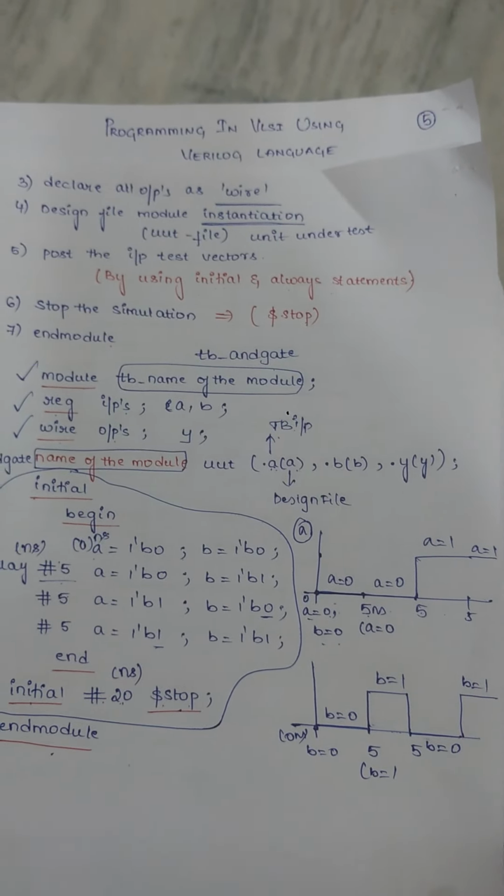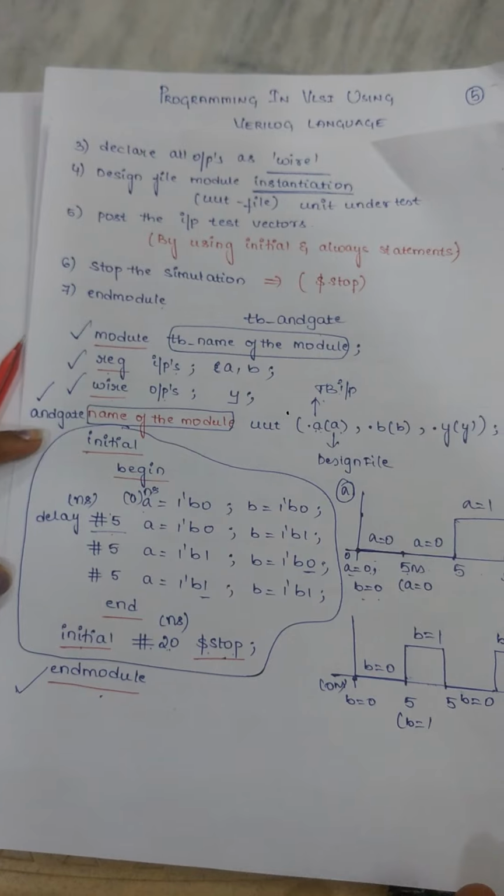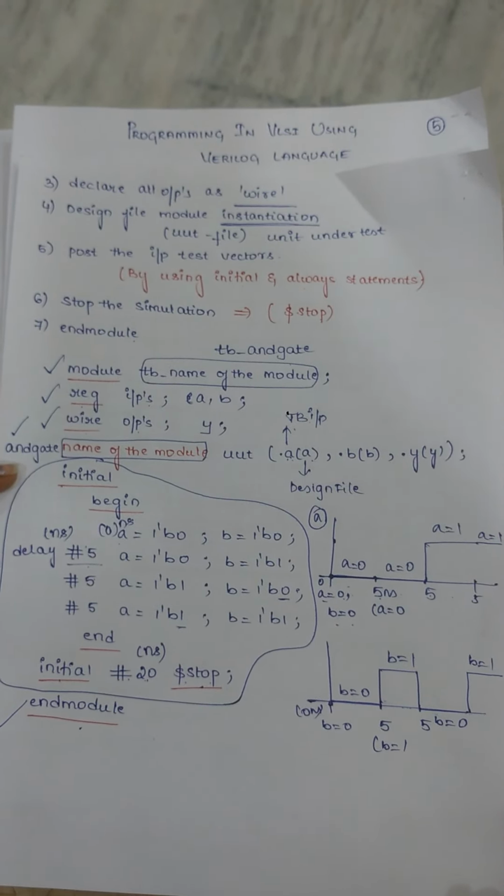Now in the next section, we are going to see how to write an AND gate logic gate program by using 3 different styles.